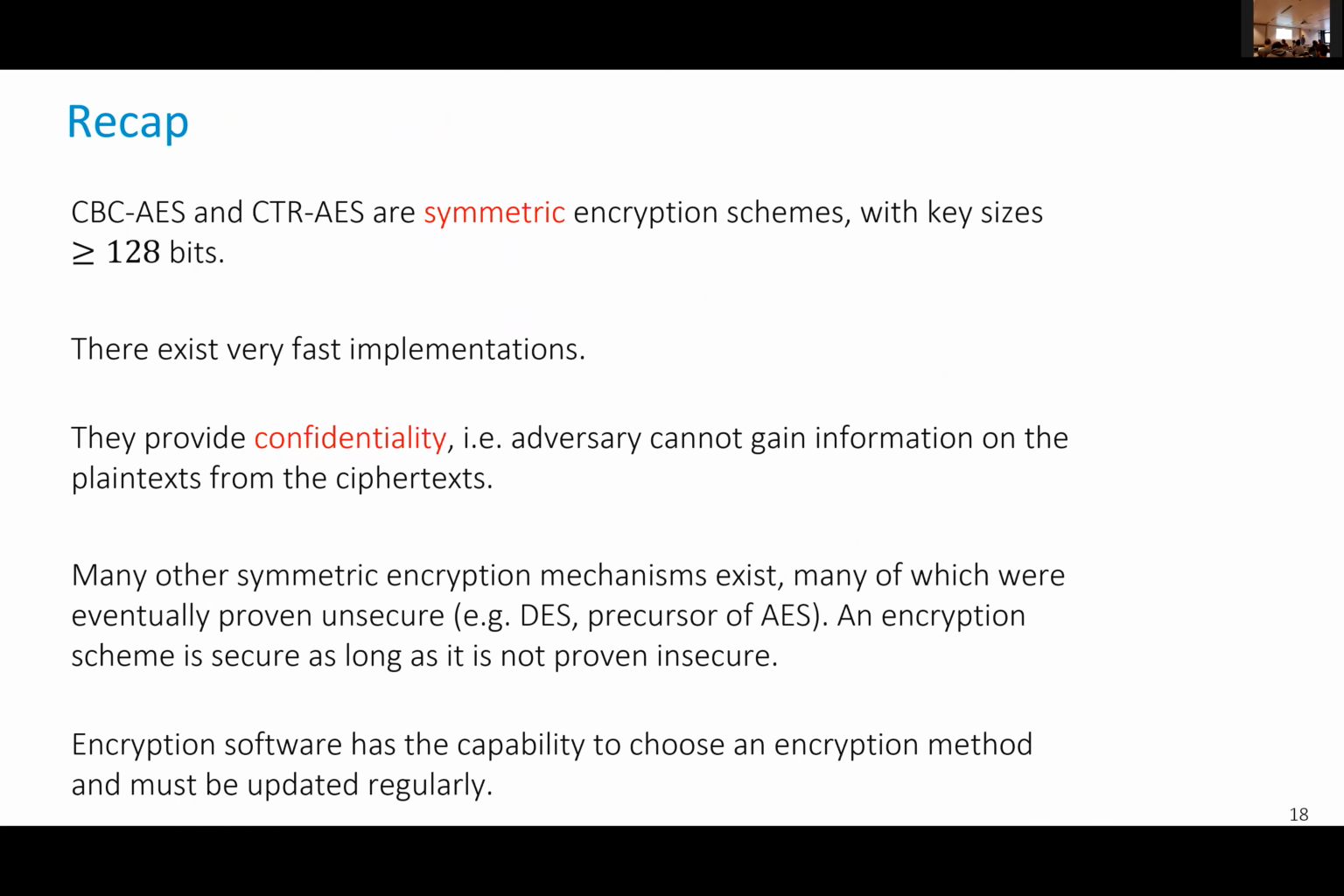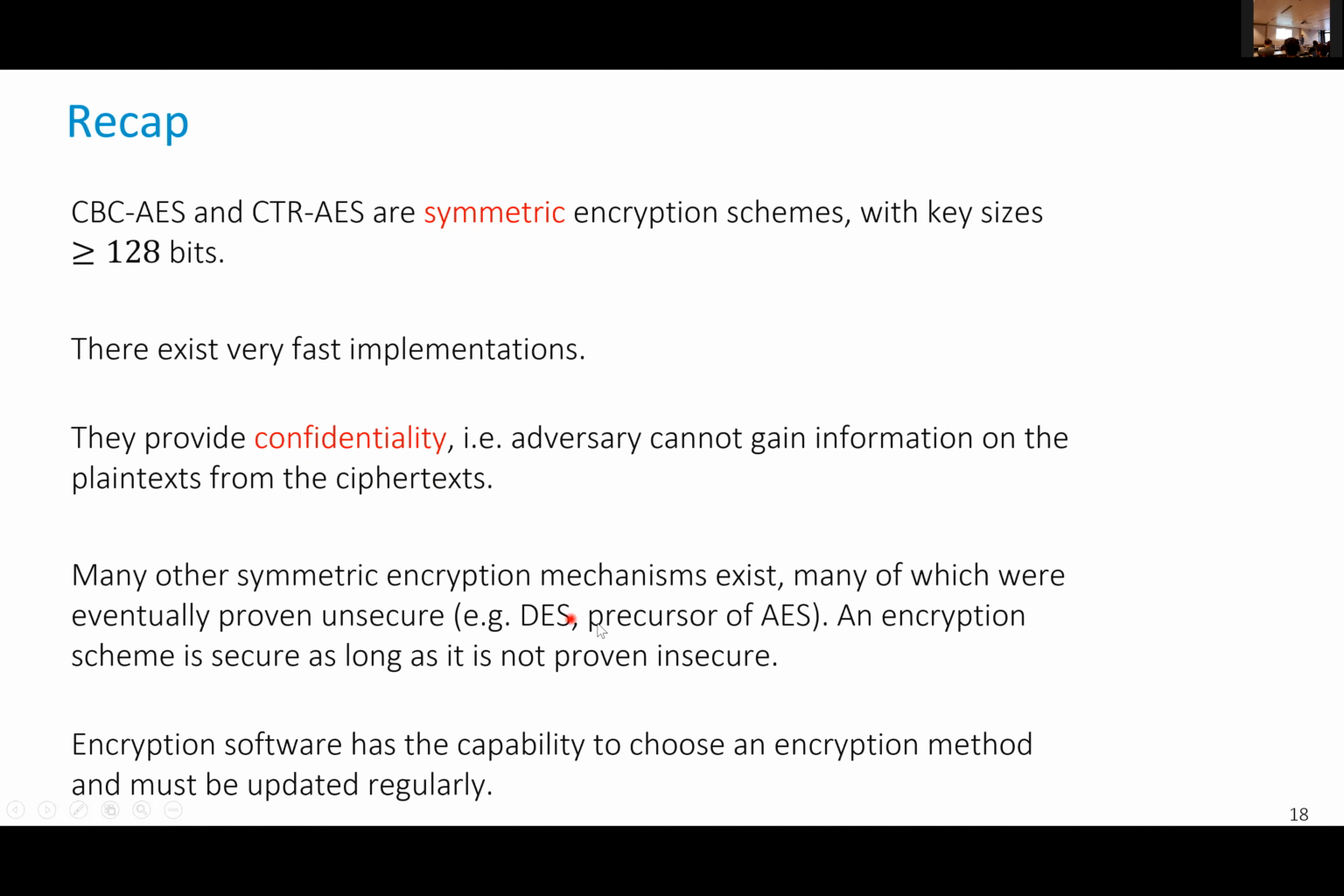So take-home message here: AES needs to be complemented with something like a nonce to obtain, for example, CBC AES, which is a symmetric encryption scheme with key sizes that are large enough, at least 128 bits, is very fast, and provides confidentiality. That means that it is believed that an adversary cannot gain any information on the clear text from reading the ciphertext here. There are many other things than AES. This one is the most popular. That's why we have a glimpse of it.